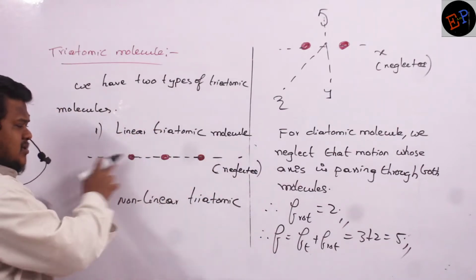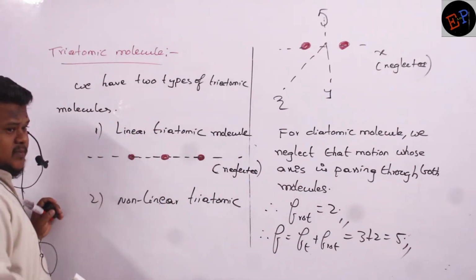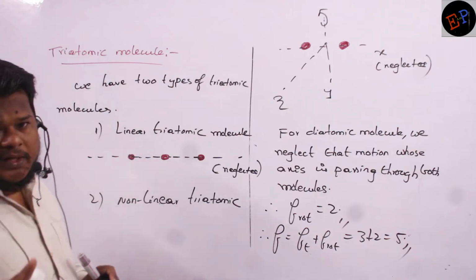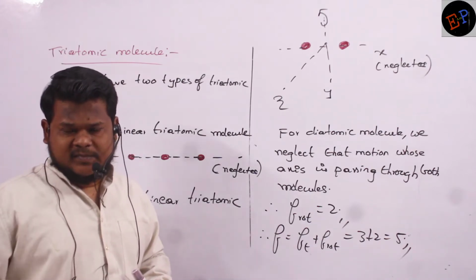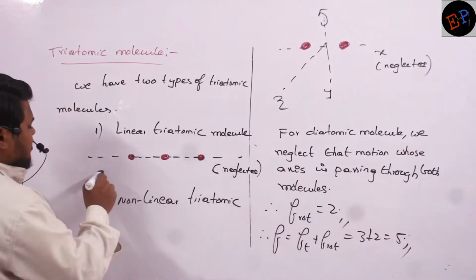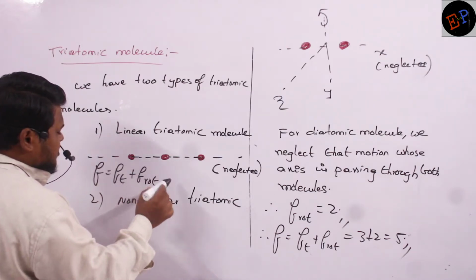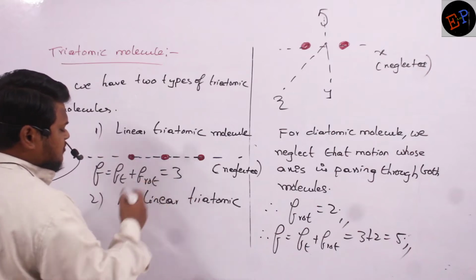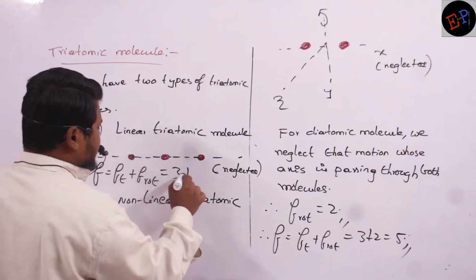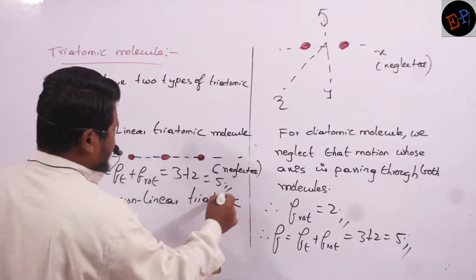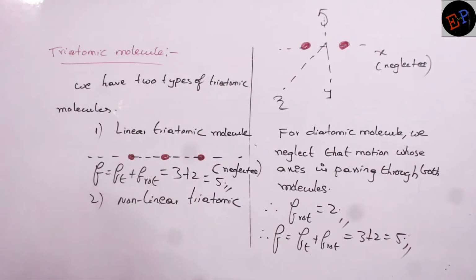This moment of inertia or this rotational kinetic energy can be neglected. So therefore it has only 2 degrees of rotational freedom. So totally how many degrees does it have? Total degrees of freedom is F translational plus F rotational. Translational degrees of freedom 3. Rotational degrees of freedom 2. So totally 5 degrees of freedom. Are you able to understand?